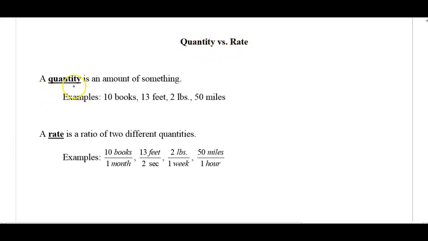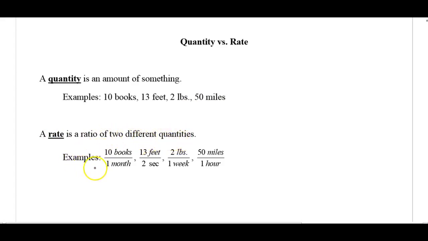So a quantity is defined to be an amount of something. Some examples include we can have 10 books, or 13 feet of something, or 2 pounds of something, or 50 miles, as opposed to a rate, which is a ratio of two different quantities.